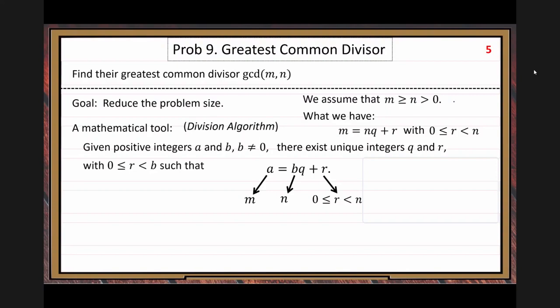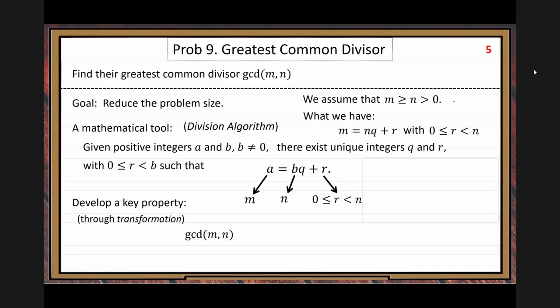Integer division with remainder formula. Then let's look at a key property of the GCD, greatest common divisor: problem size reduction. So now let us transform this formula, GCD of M and N.